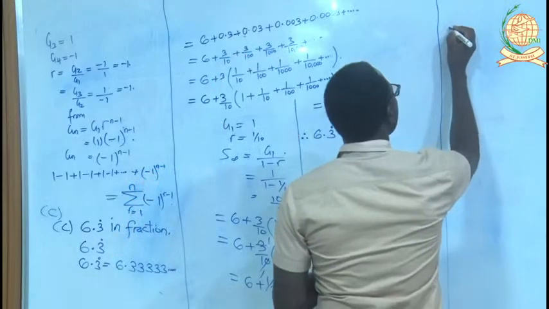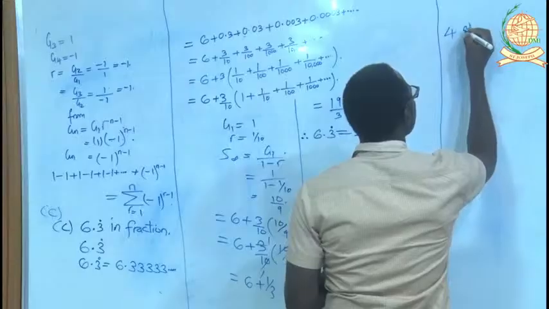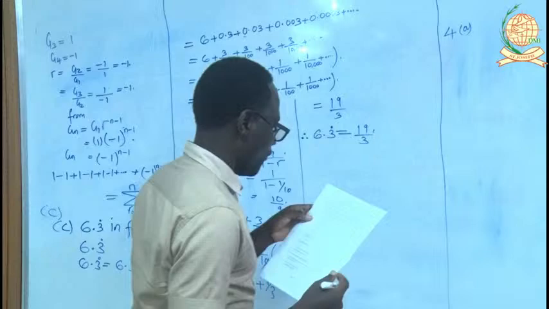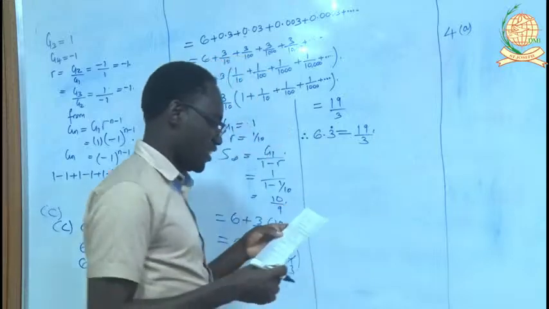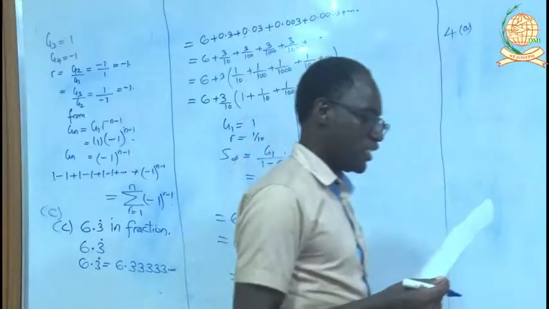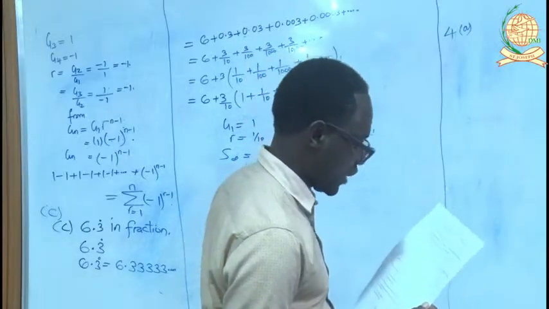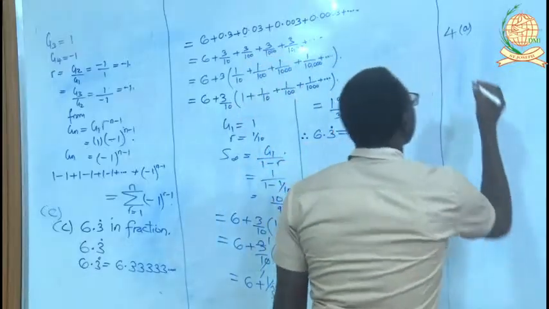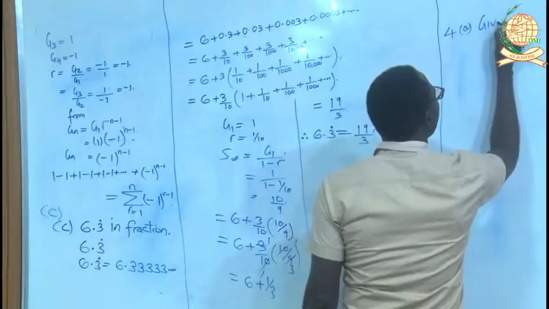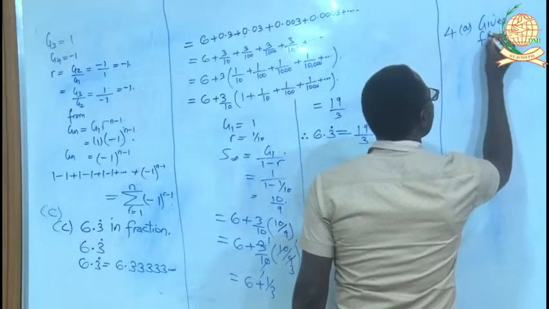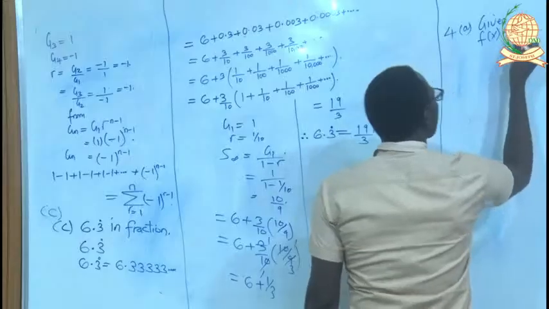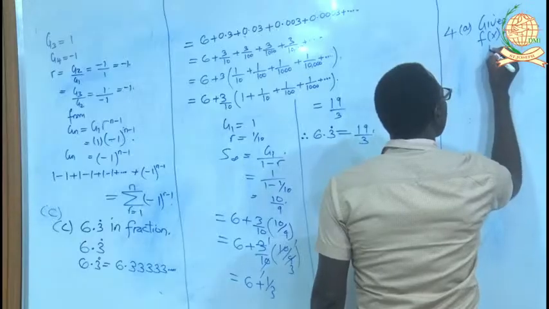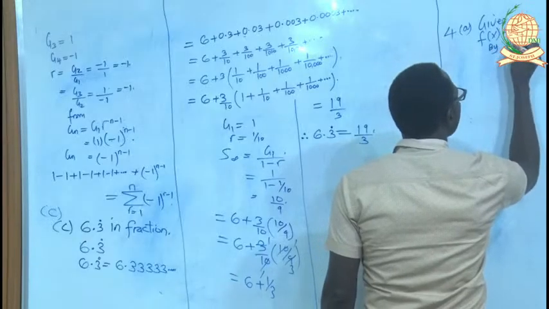Okay, let's continue question number 4A. You are asked to differentiate the function f of x is equal to sine x using first principle. Differentiate the function f of x equals to sine x by using first principle.